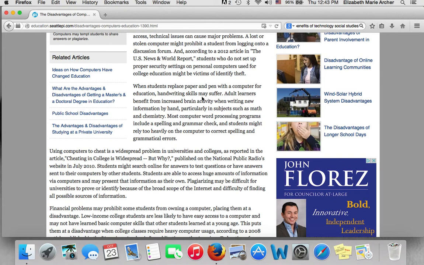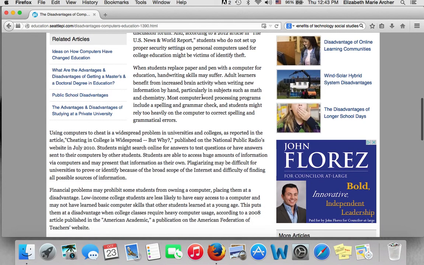Let's see. Most computer word processing programs include a spelling and grammar check, and students may rely too heavily on the computer to correct spelling and grammatical errors. That might be something to look up. Students' spelling and grammar and how that is affected by technology. Yeah, I might have to look that one up later.